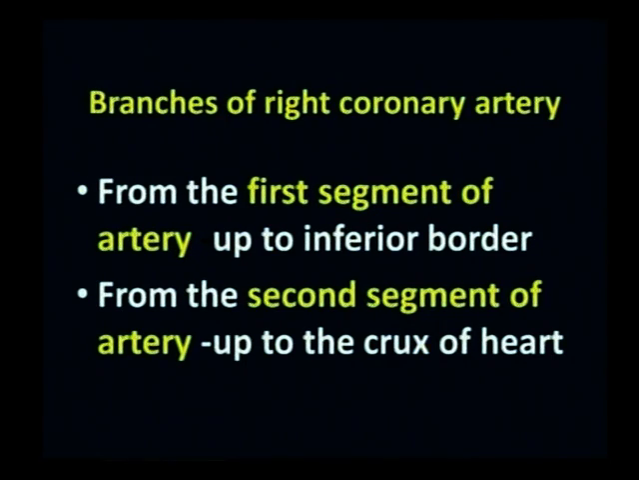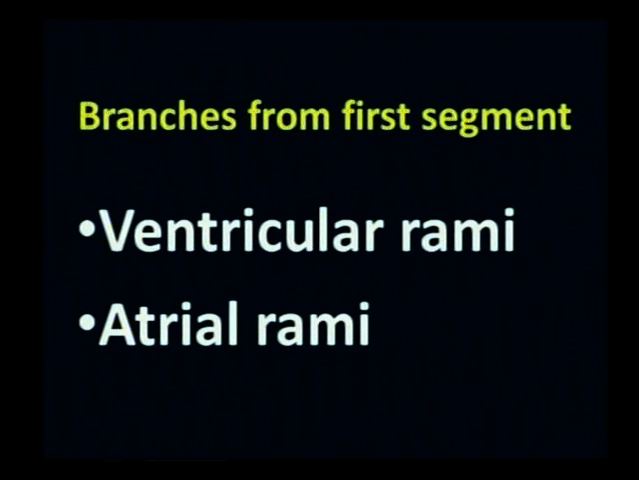As I told, the branches of the right coronary artery come from the first segment, that is up to the inferior border, and from the second segment, up to the crux of the heart. This is only for descriptive purposes. From the first segment, we will see ventricular branches and atrial branches. For students to remember which ventricle and which atrium: the artery running in this groove will supply the adjacent atrium and adjacent ventricle.